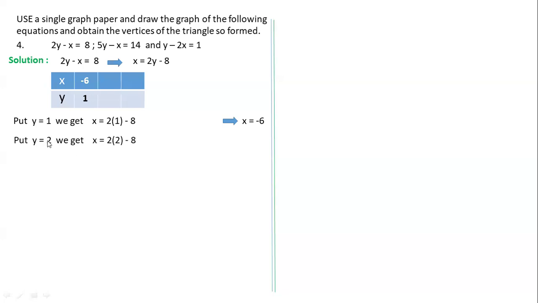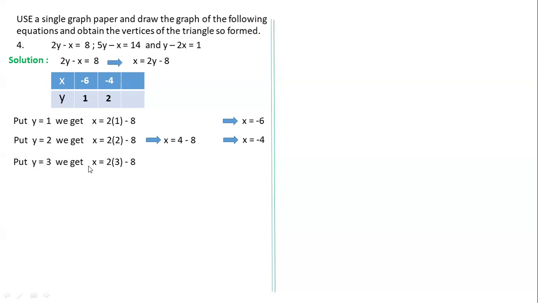Y is equal to 2, so 2 twos are 4, 4 minus 8, that is minus 4. Okay, I think it's pretty clear what I am doing. Calculations are also very simple. So x is minus 4 and y is 2.